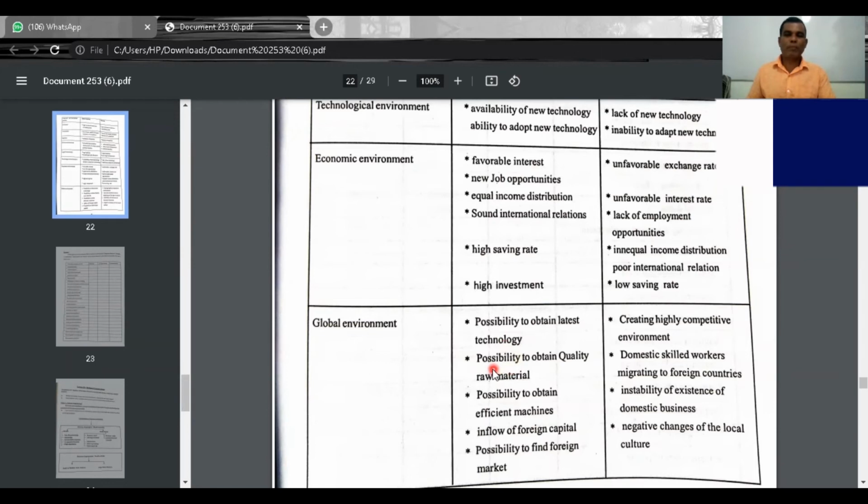And then the possibility to obtain quality raw materials. We are able to use quality raw materials because we use imported raw materials. It is favorable for us. And then the possibility to obtain efficient machines. There are some machines which are highly efficient. In the Sri Lankan local market, we are unable to produce all these machines. So we Sri Lankans consume a lot of high quality machines because of globalization.